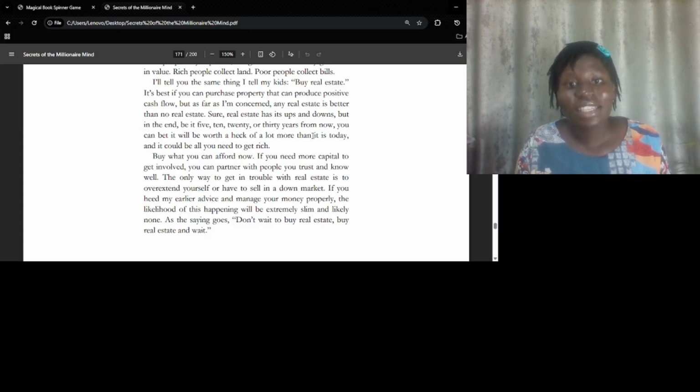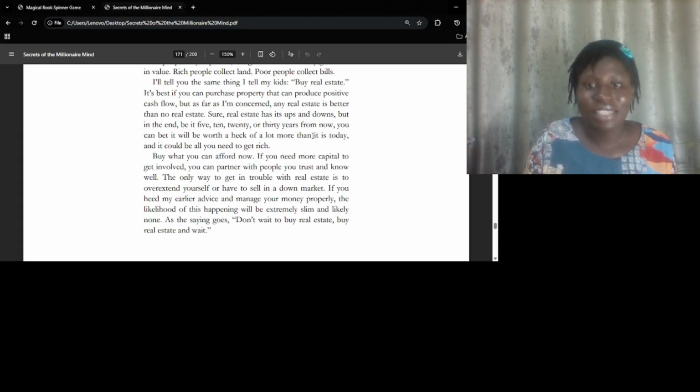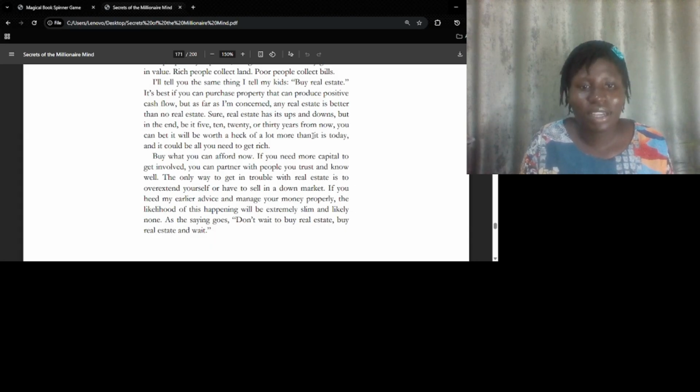Sure, real estate has its ups and downs like any other business actually. But in the end, be it 5, 10, 20 or 30 years from now, you can bet it will be worth a heck of a lot more than it is today. And it could be all you need to get rich. Buy what you can afford now. If you need more capital to get involved, you can partner with people you trust and know well.